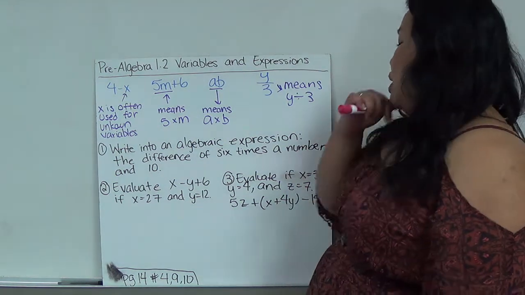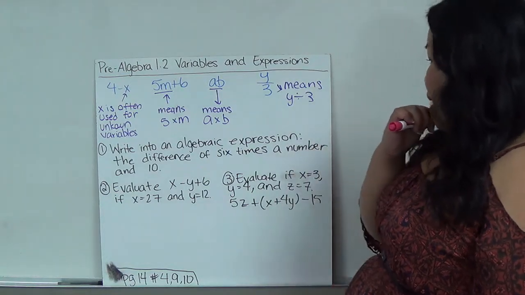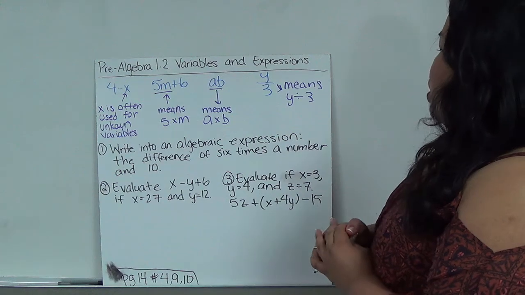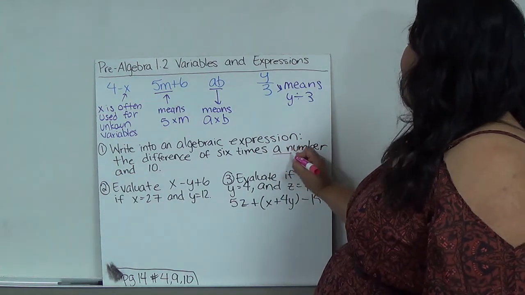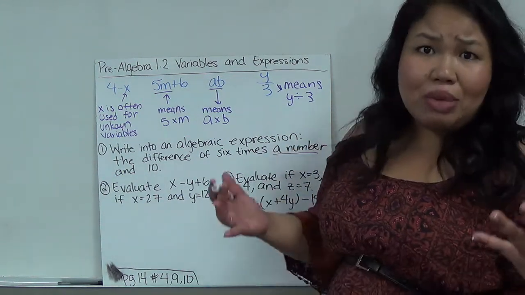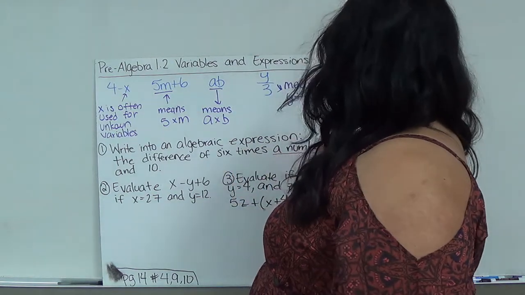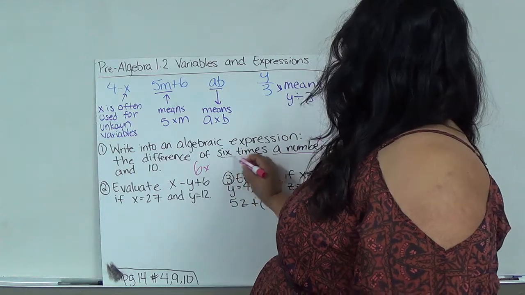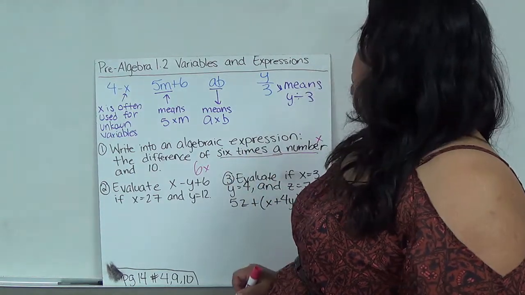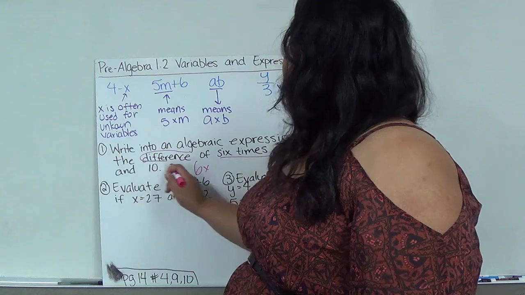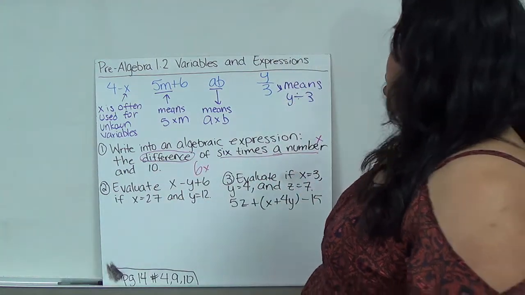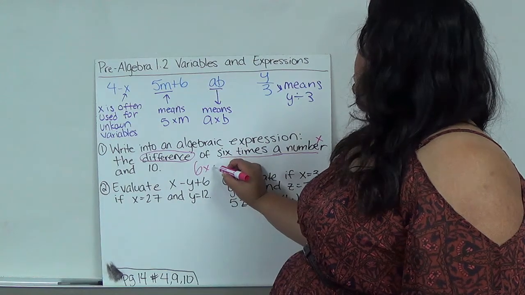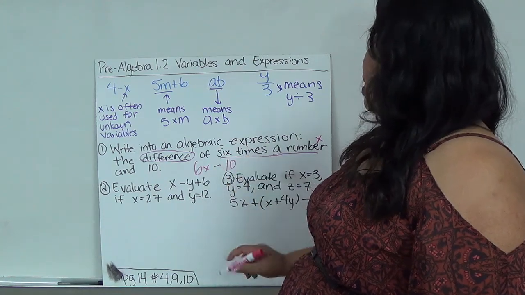So number 1 is asking us to write an algebraic expression: the difference of 6 times a number and 10. So what we're going to do is, there's an unknown, 6 times a number. It doesn't tell you what number, just some number. So we're going to label this x. So 6x is going to be this, 6 times a number. The key right here, difference, means subtraction. So the difference of 6 times the number and 10 is 6 times the number minus 10.